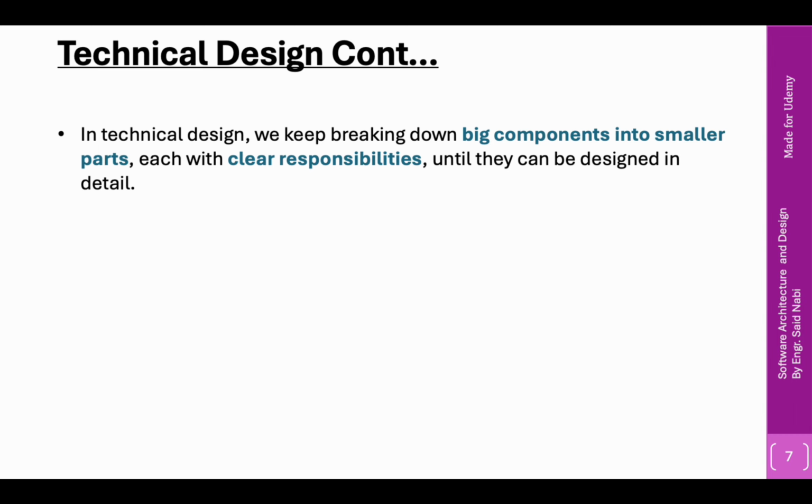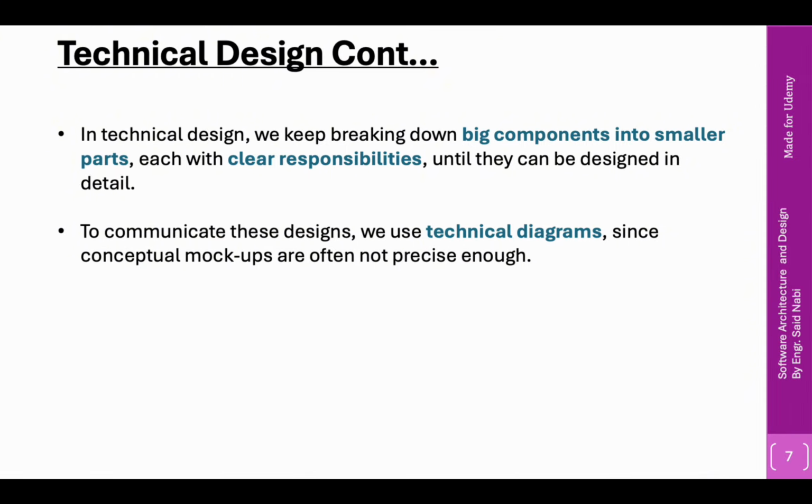Because big things are vague, small things are clear. Each smaller part must have one clear responsibility, not two, not five. When a component has a single responsibility, it becomes easier to understand, easier to design, easier to test, and easier to change later. So we keep breaking things down until there is no guessing left, until a developer can look at a component and say, yes, I know exactly what I need to build. That's when technical design is doing its job.